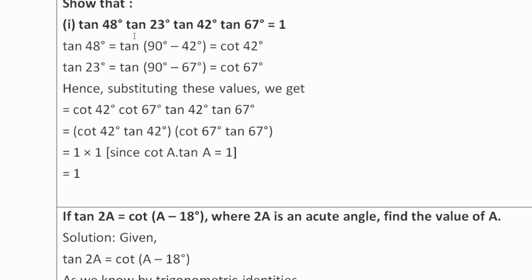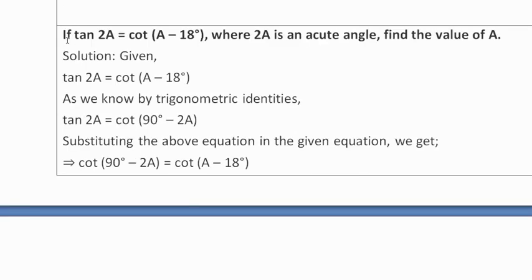Show that tan 48 tan 43 tan 42 tan 47 is 1. And also such type of problem: tan 2A is equal to cot(A minus 18).